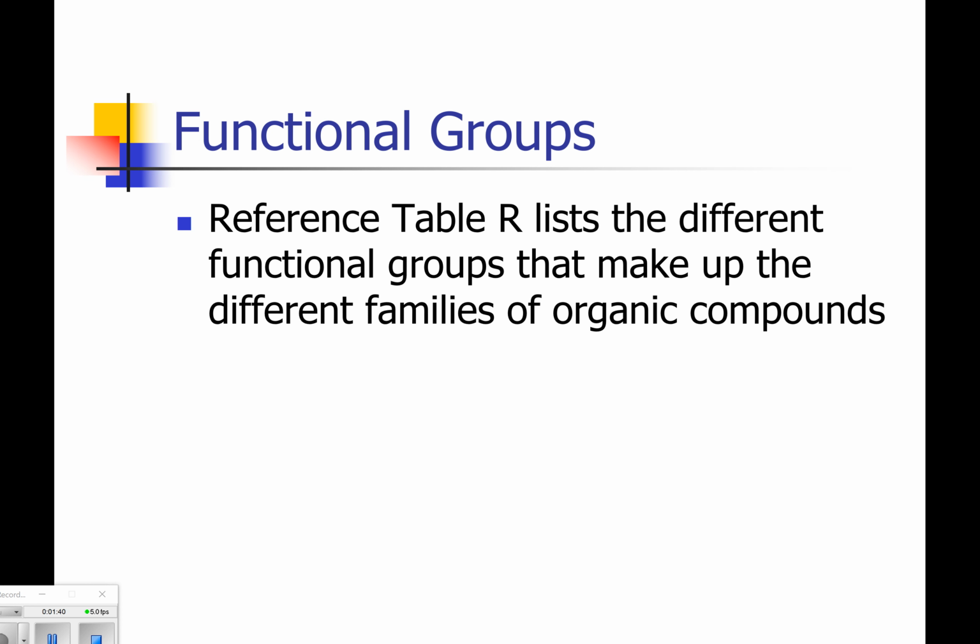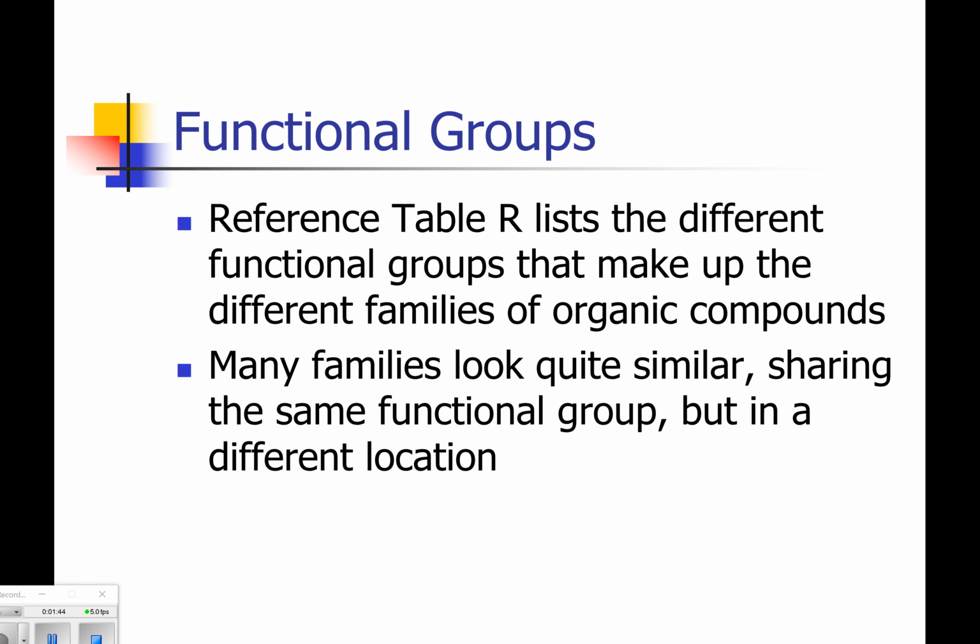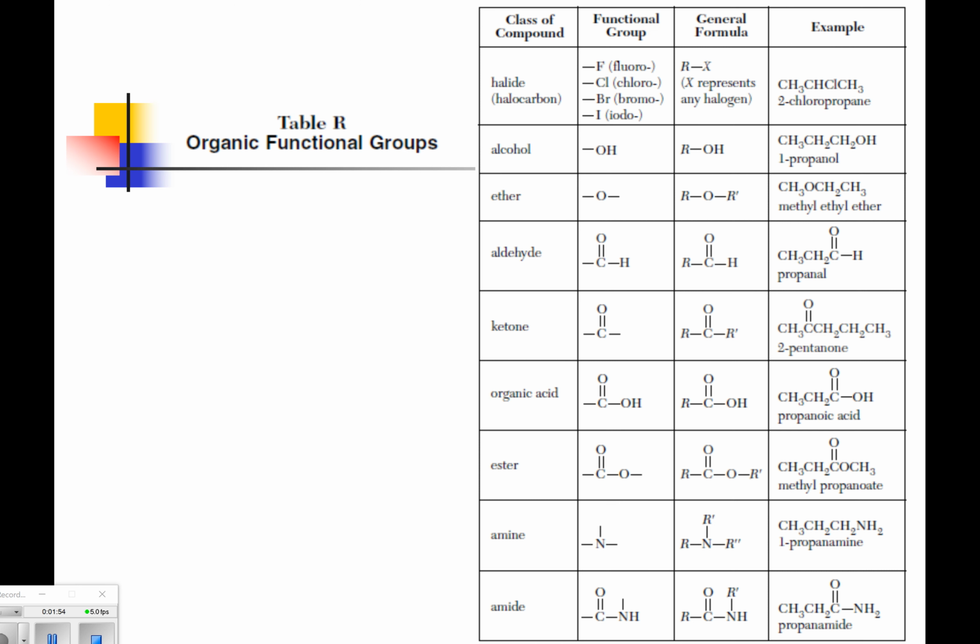So reference table R lists the different functional groups that make up the different families of organic compounds. These are the ones that you'd have to be responsible for. A lot of these will look quite similar. Some of them will have the same functional group, but as I said before, it's just going to be in a different location. So here in table R, we have all of our 9 different functional groups.